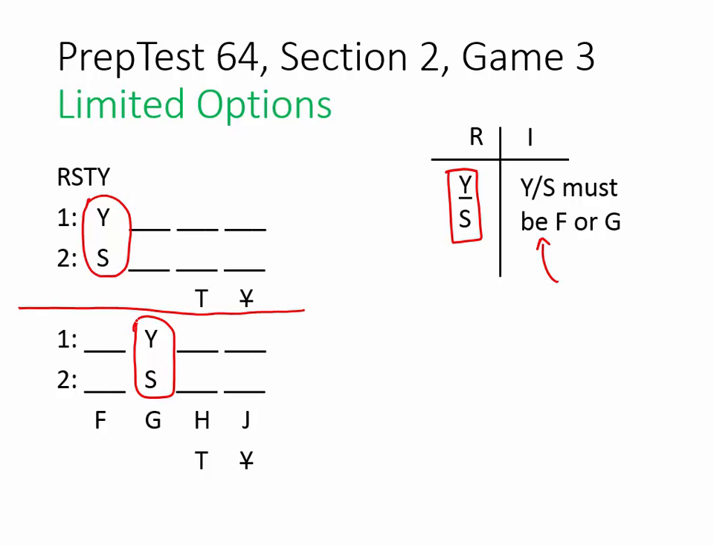And we kept the rest of our rules, which told us that T must test H, Y cannot test J, and R cannot test F. So here are the limited options. This is about as far as we're going to get in this setup. So it is time to move on to the questions.